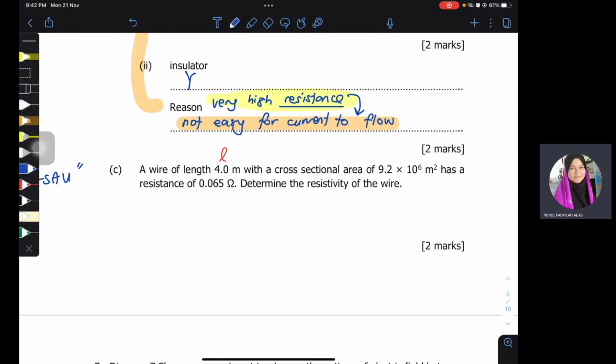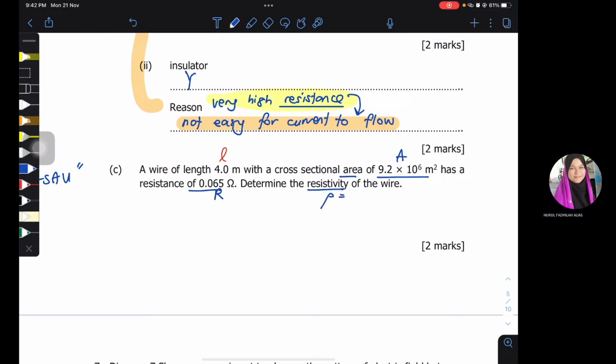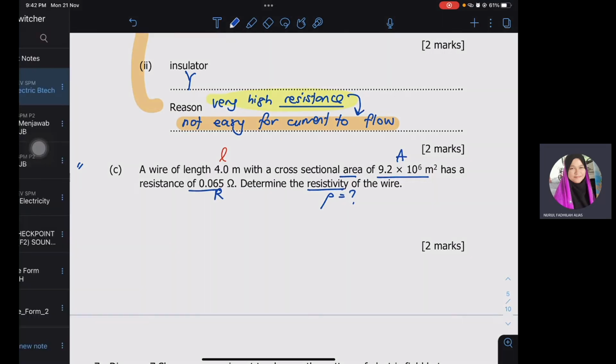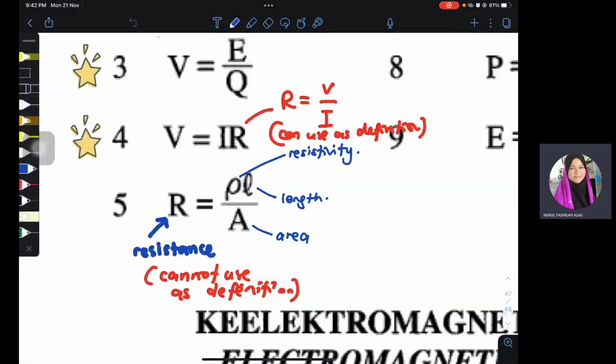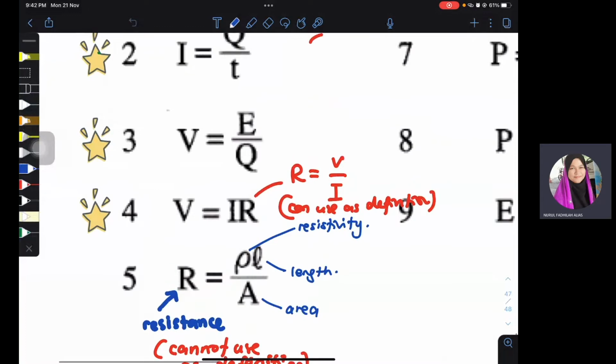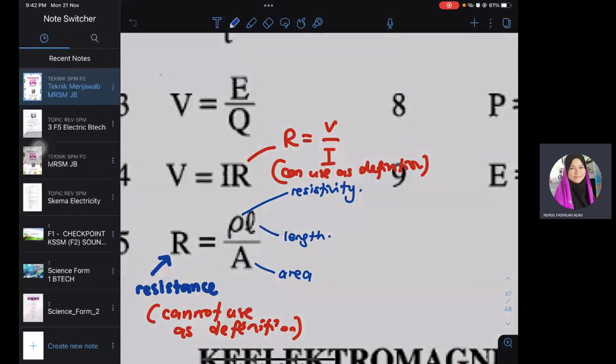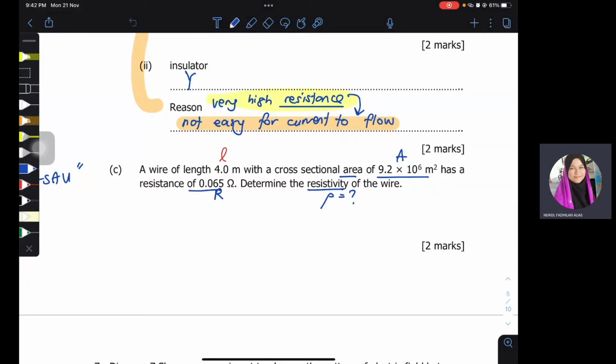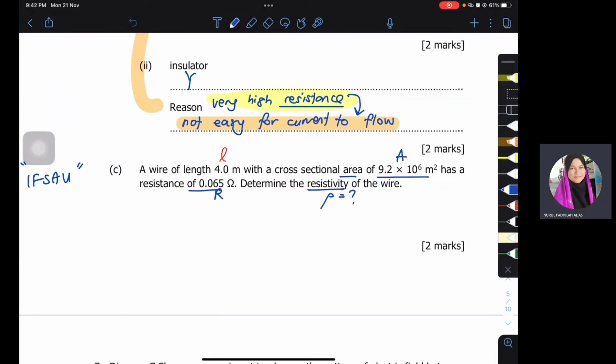Length, so tulislah. And then 9.2, what's this? That's the area, so that's A. Resistance, so that's R. Dia nak resistivity. Jadi you straight away you tahu what formula to use, tak payah hafal. You just write again. You tengok formula, okay, I can use formula number 5. R equals to rho L over A. So, then you write down the formula.